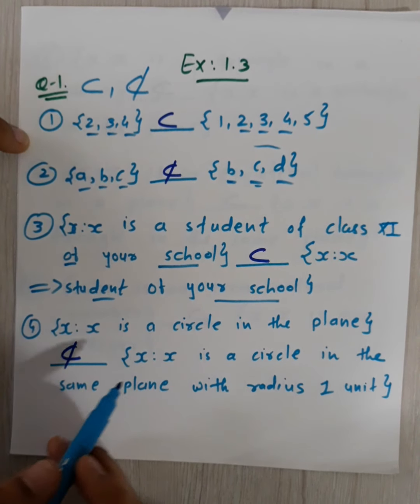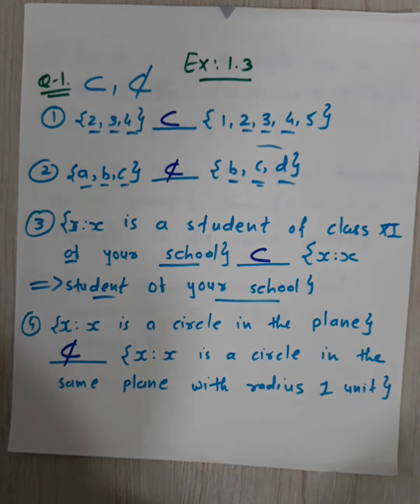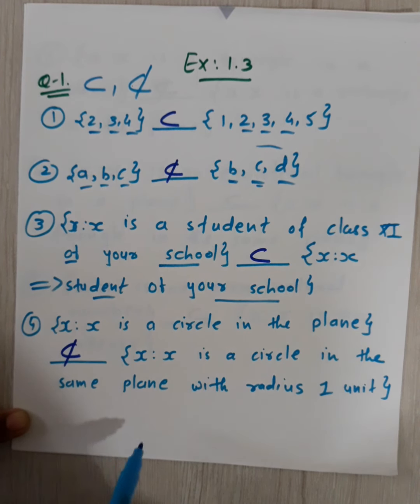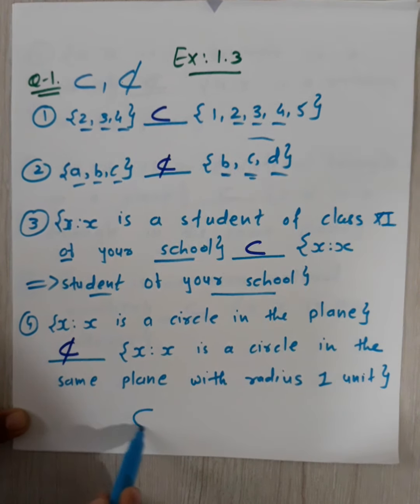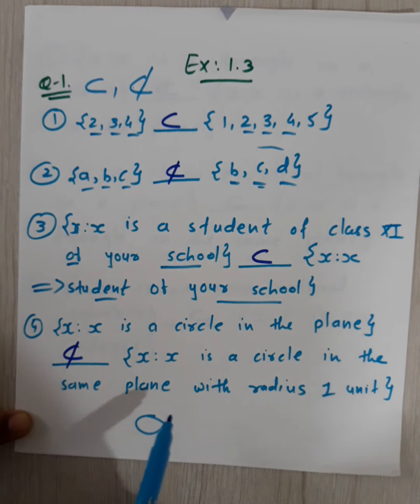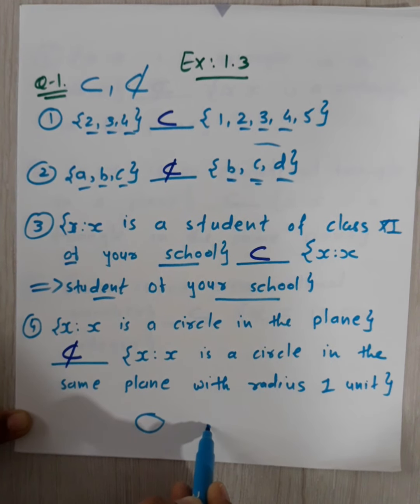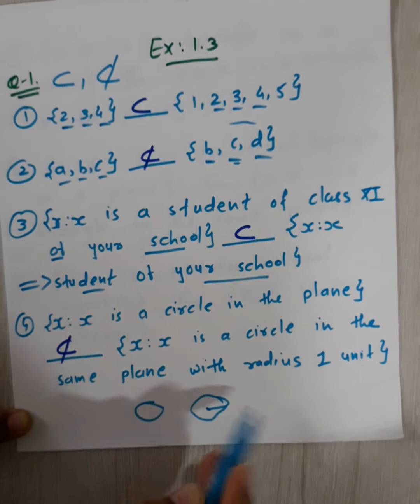Now, X is a circle in the plane, and the second set is X is a circle in the same plane with radius 1 unit. Now X is a circle in the plane, in whichever place the circle is, in the plane. Now here we have to say whether it is a subset of or not. No, because with radius 1 unit, there is only this one.